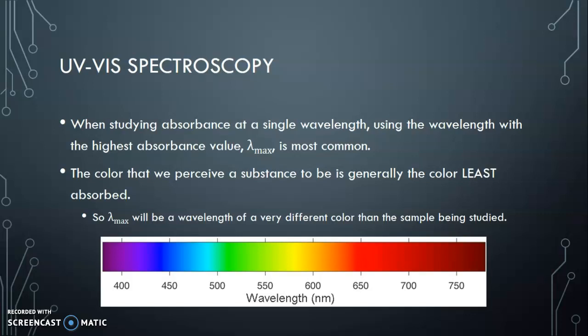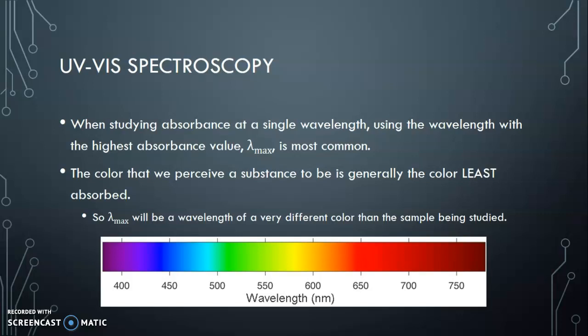But you can also get some sense of what's going to be a reasonable wavelength based on the color of your substance. So the color that we perceive something to be is generally the color that is least absorbed by that substance. In order for you to see something as blue, blue photons have to reach your eyes. That means they were not absorbed by the sample. They either passed through it or bounced off of it, depending upon whether you're talking about something that's translucent or something that is opaque.